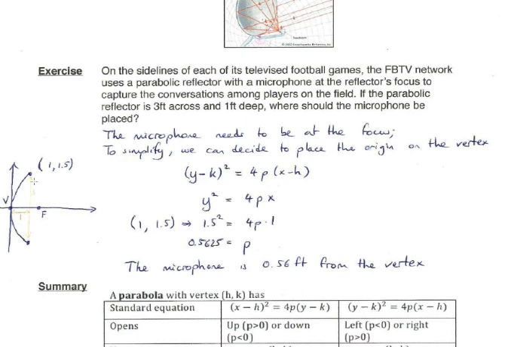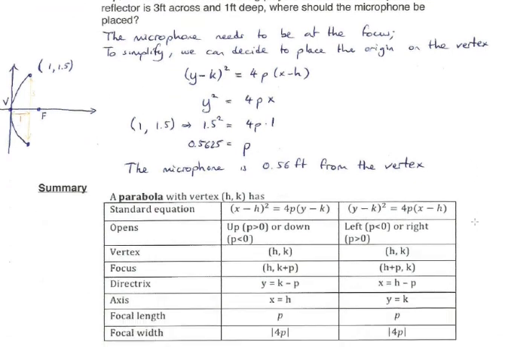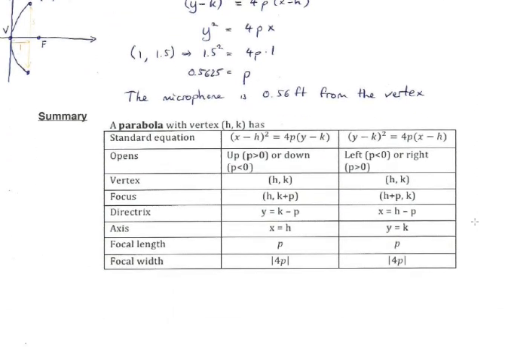Now, given that there is a point on this parabola that I know, the point 1, 1.5, I can plug the point in and see what I get for p. So if x equals 1, y equals 1.5, I get this equation, p equals 0.5625. Given that 0.5625 is p, it means it's the distance between the vertex and the focus. Therefore, I know that the microphone, or the focus, has to be 0.56 feet from the vertex. That's all. So just at the bottom here you have the summary. I hope this helped you.